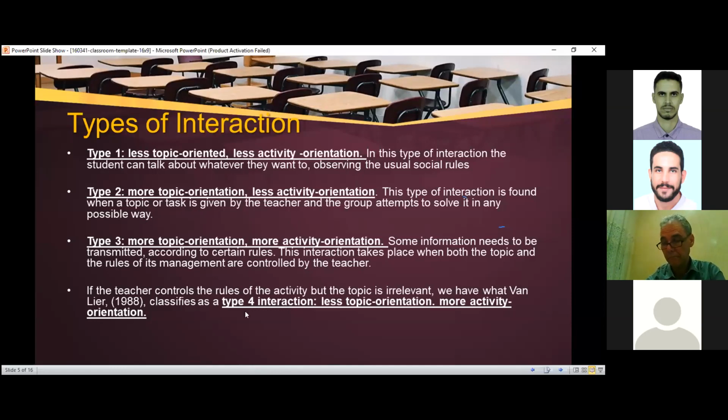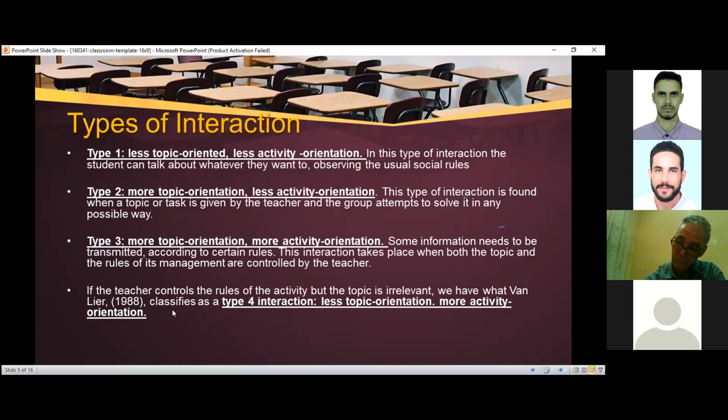Type 3, more topic orientation, more activity orientation. Some information needs to be transmitted according to certain rules. This interaction takes place when both the topic and the rules of its management are controlled by the teacher. For instance, whole class discussions of a text conducted by the teacher, communicative grammar exercises, interviews.